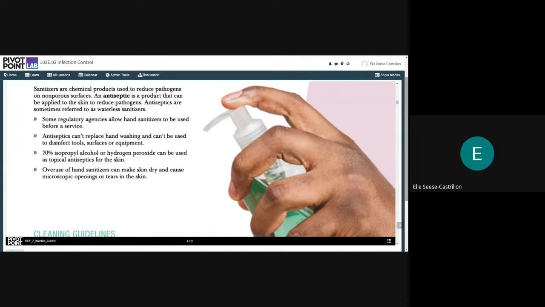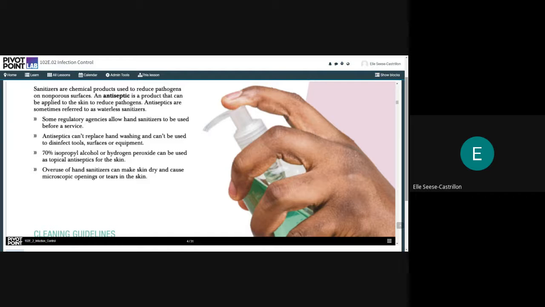Sanitizers are chemical products that are used to reduce pathogens on non-porous surfaces. An antiseptic is a product that can be applied to the skin to reduce pathogens, and antiseptics are sometimes referred to as a waterless sanitizer. Some regulatory agencies allow hand sanitizers to be used before a service. Antiseptics can't replace hand washing and can't be used to disinfect tools, surfaces, or equipment.